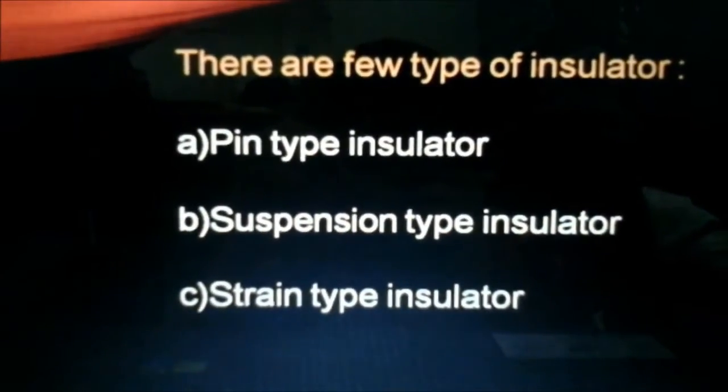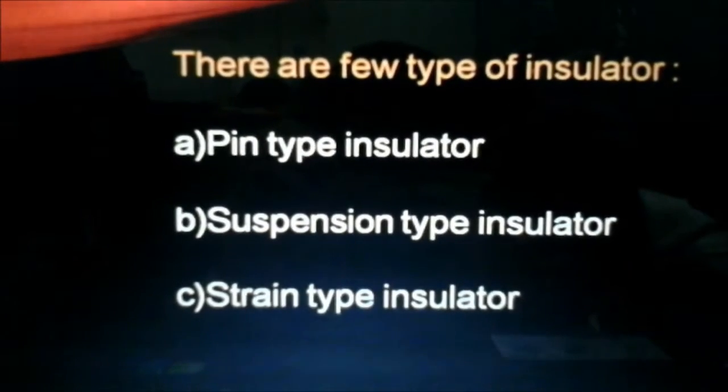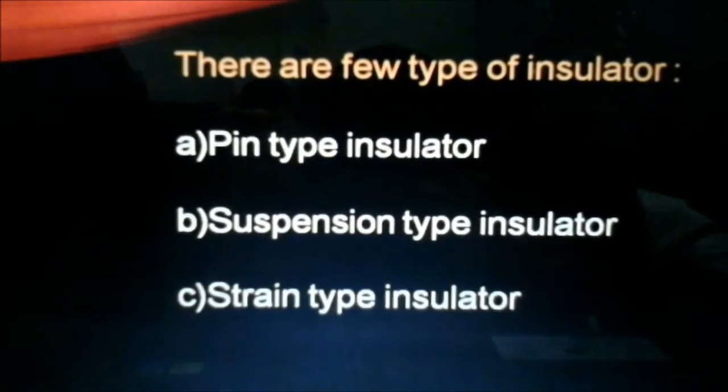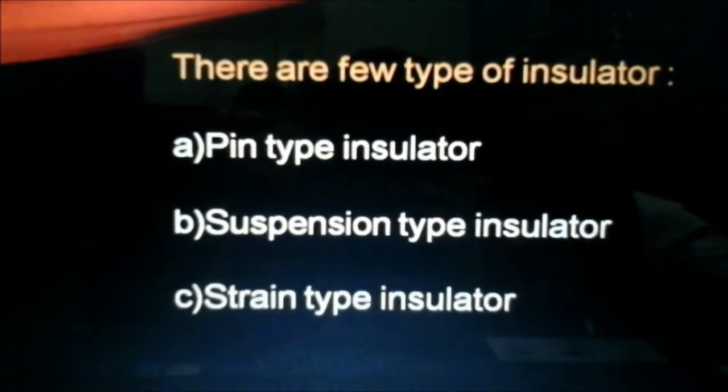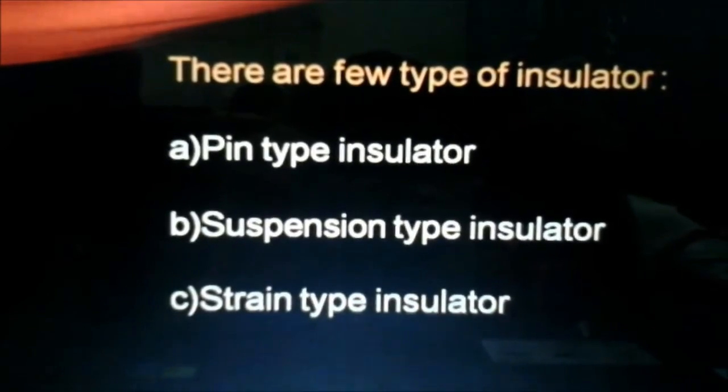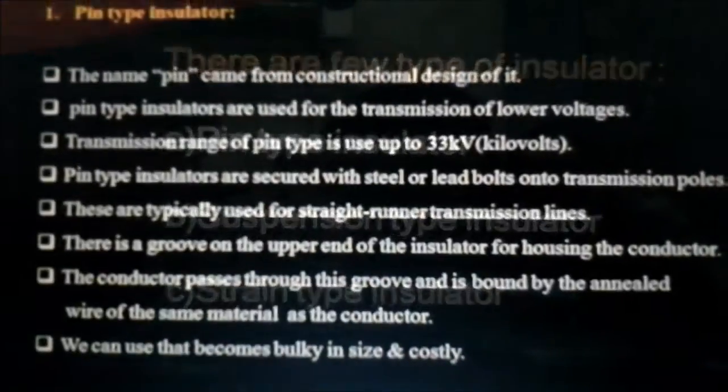There are a few types of insulator. The first type of insulator is pin type insulator. The second type is suspension, and the third type is strain insulator.